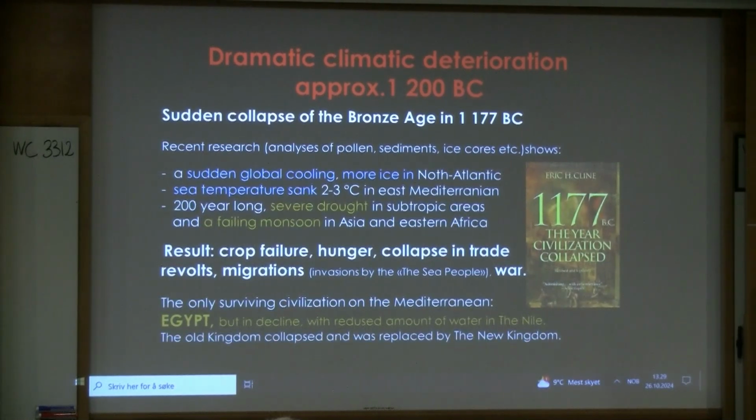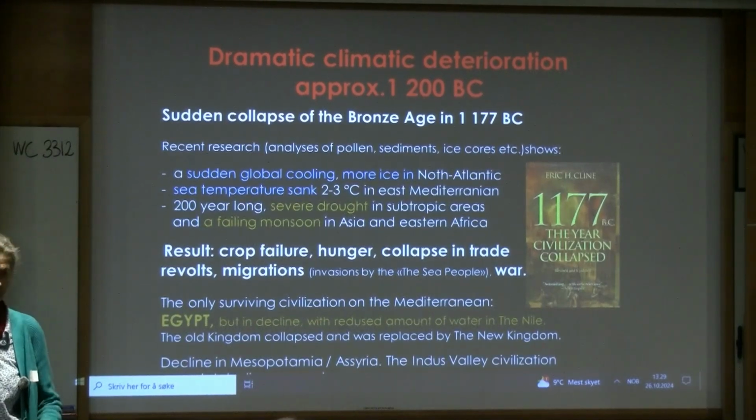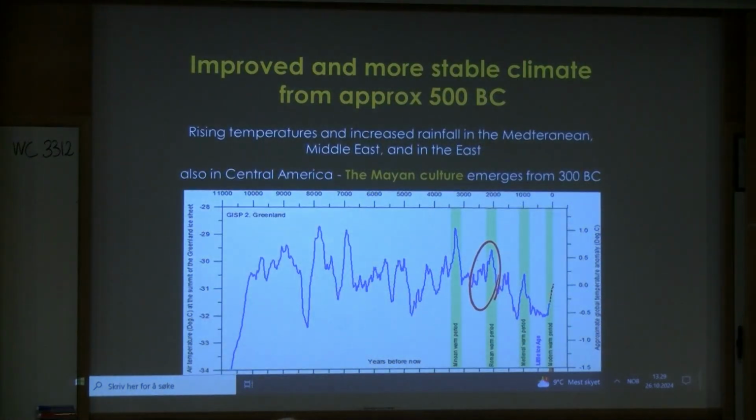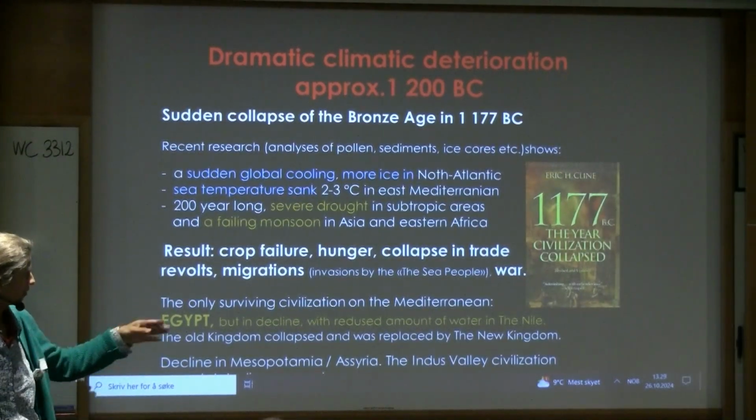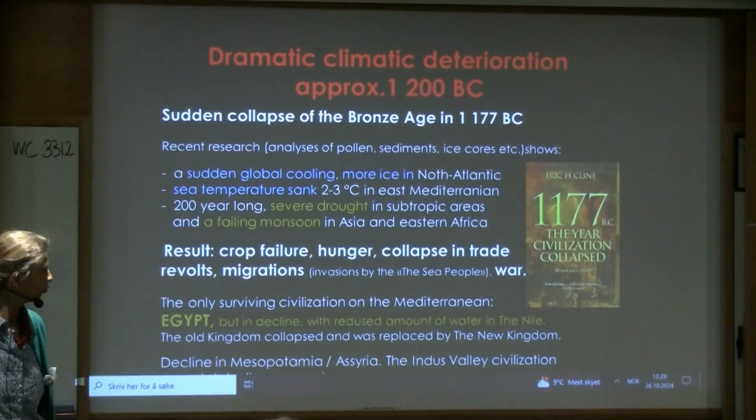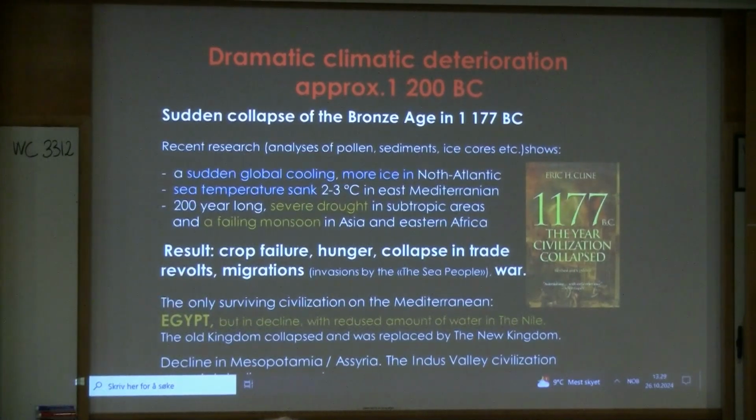And then what happened in Egypt was that the Old Kingdom collapsed and was eventually replaced by the New Kingdom. There was also a decline in Mesopotamia. The Assyrian civilization now took over, and the Indus Valley civilization completely disappeared. So if you wanted to read more about this climatic episode and what it caused, I can recommend this book by Klein.